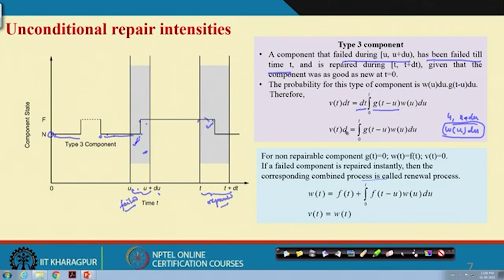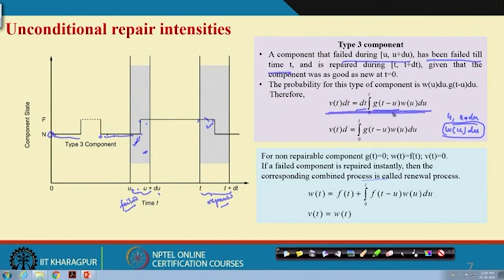It failed, that is g(t-u) dt, but the question is that it has been in the failed state after the repair. After failure it will be in the failed state, and then it will be repaired here. That is why the integration is required, it has been in the 0 to t, and when it is failed, completely failed.